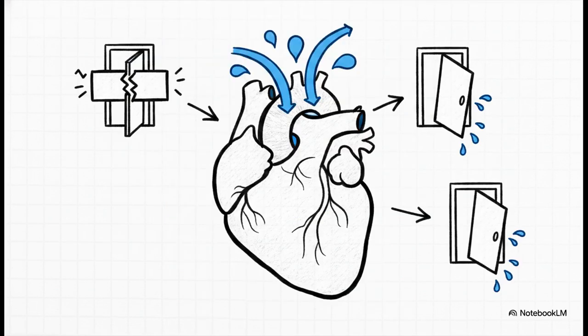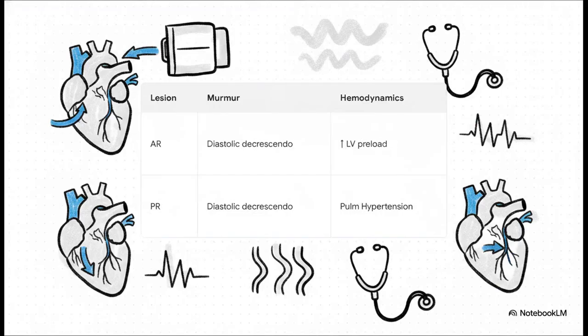During this critical filling phase, there are 3 primary diastolic culprits you absolutely need to commit to memory. We're talking aortic regurgitation, mitral stenosis, and pulmonic regurgitation. Let's look a little closer at the mechanical chaos they cause. Here we have our 2 regurgitant or leaky diastolic lesions. In aortic regurgitation, or AR, blood is leaking backward into the left ventricle from the aorta during that relaxation phase.